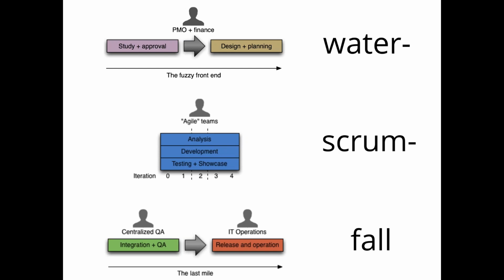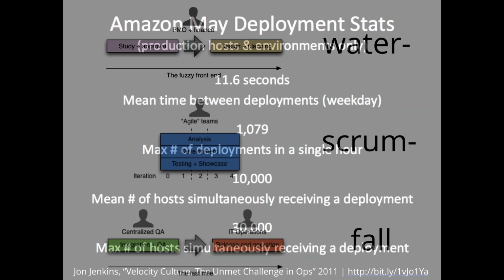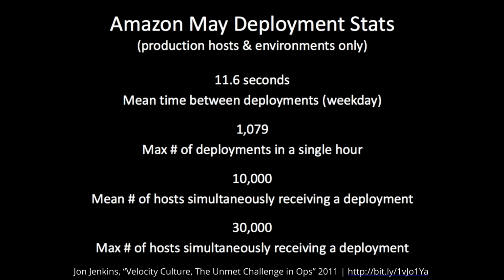Just to show you what the state of the art is, I like to show this slide from Amazon. This is from a couple of years ago. They're actually doing even better now. Amazon is making changes to production every 11.6 seconds. They were doing up to 1,079 deployments per hour. On average, 10,000 boxes were receiving those deployments, up to 30,000 hosts receiving those deployments.